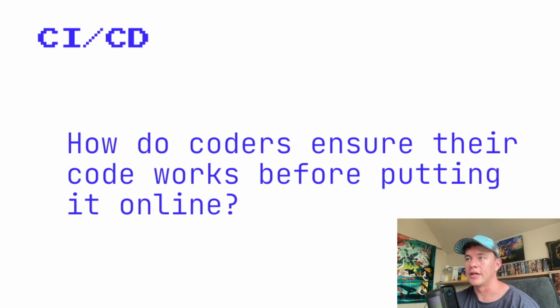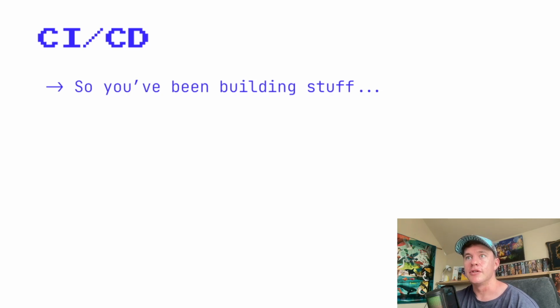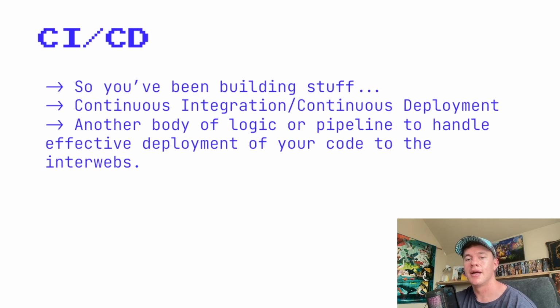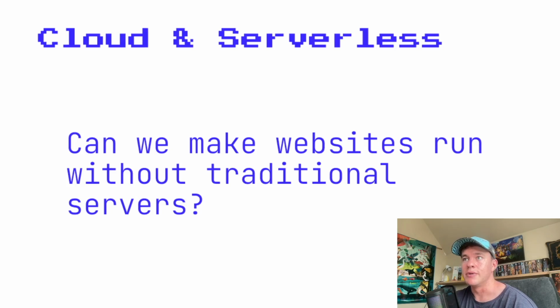For example, if you're deploying code at Facebook and it goes live and it's buggy, then that's going to be a big problem. Likewise for yourself, you could be building some stuff and you want to have it live on the internet. How do you do that effectively to make sure that it's functional, everything is working properly? You use a process known as continuous integration and continuous deployment. And this is yet again another component of backend programming where you just have another body of logic or a pipeline to ensure that you have effective deployment of your code to the interweb. You could run tests in this process, you could do all sorts of verification checks, and that's a huge part of running a website or a service. And that also begs the question, can we run websites without a traditional server?